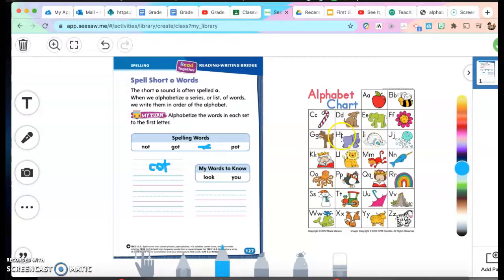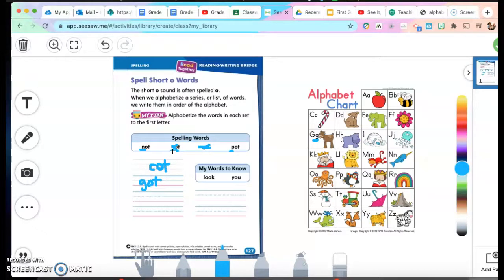Let's see. Oh, I see a G. Do any of our words start with the letter G? Yeah, the word got. So G comes next in the alphabet, right? So we're going to write the word got right here. So we're putting them in alphabetical order. So we look at the first letter and we decide what order of the alphabet. So we started off with C because it comes first, caught. G comes next, got. So I'm going to put a line through it.